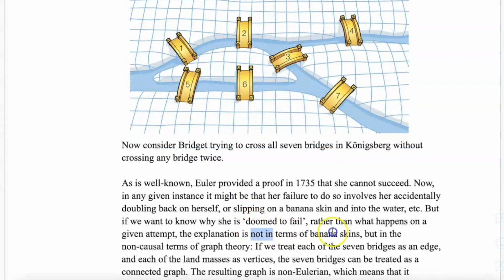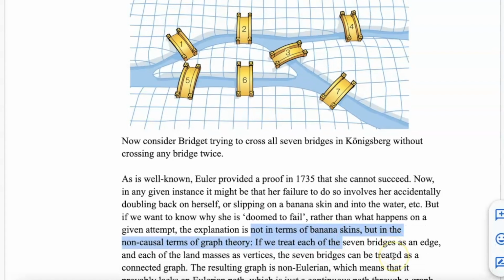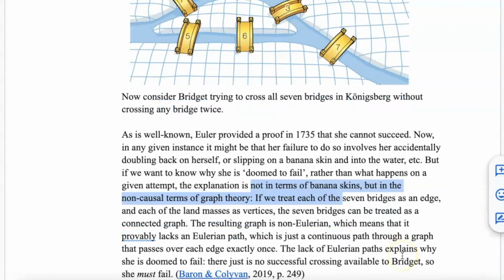But if we want to know why she is doomed to fail, rather than what happens on a given attempt, the explanation is not in terms of banana skins or any other causal factors, but instead in the non-causal terms of graph theory. Right? If we treat each of the 7 bridges as an edge and each of the landmasses as vertices, the 7 bridges can be treated as a connected graph.